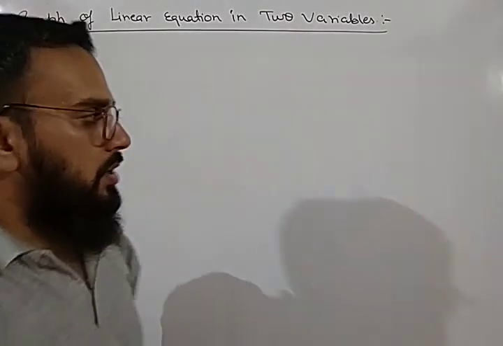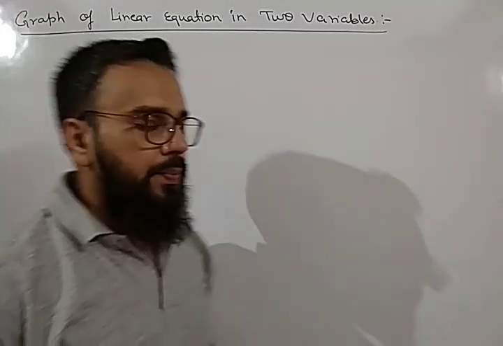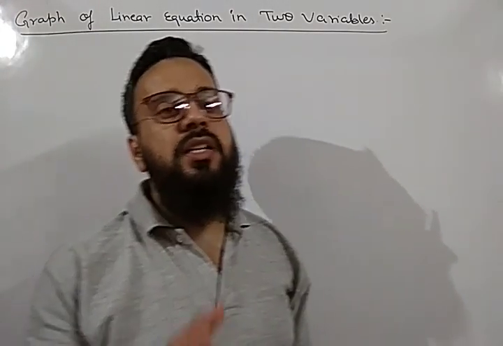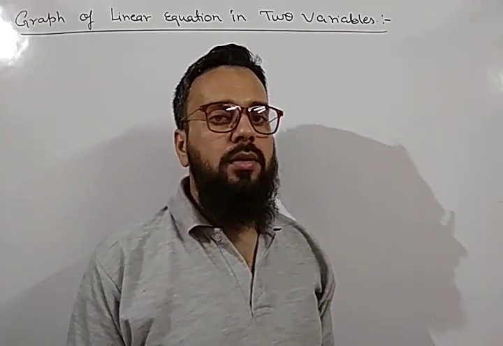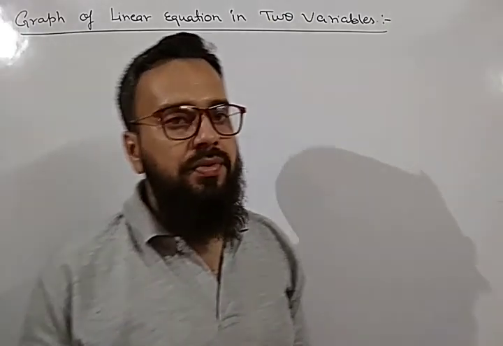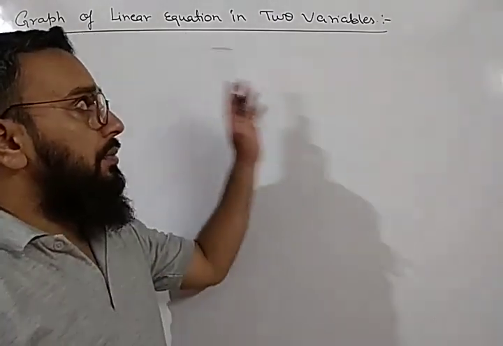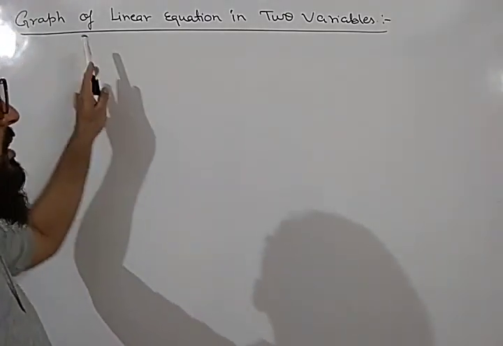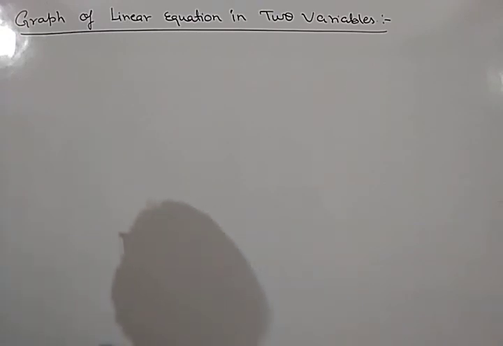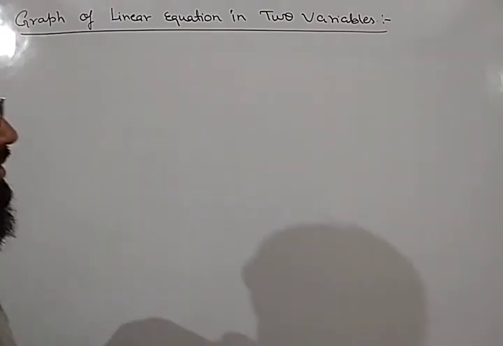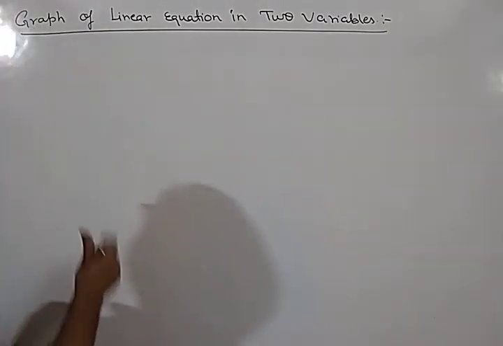Okay, so we are going to start. What is basically a graph? A graph is the representation of any particular equation. There are different types of graphs which we will study in our further classes also. So our first graph is the graph of a linear equation in two variables. So how to draw the graph, and what does a graph represent?